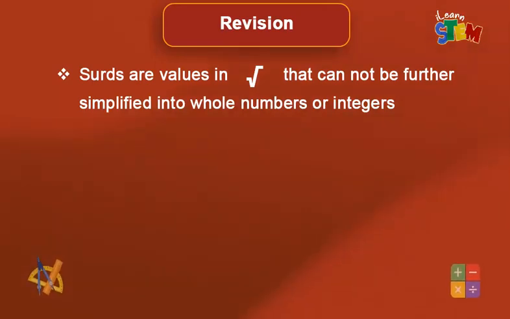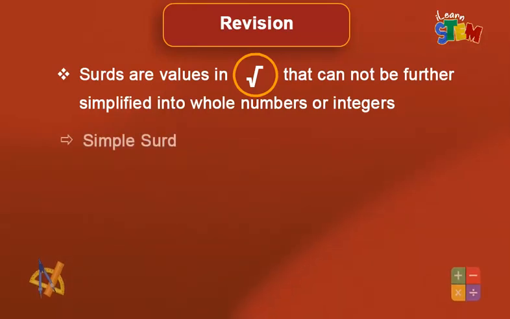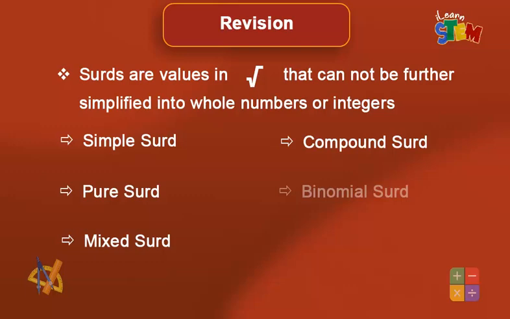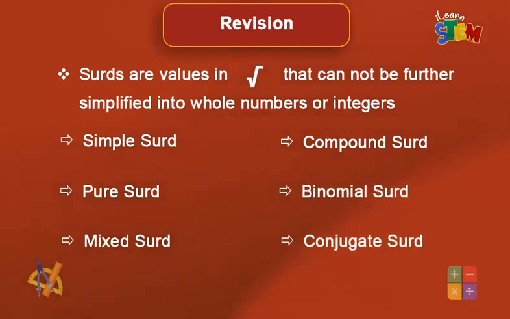We said that surds are the values in a square root that cannot be further simplified into whole numbers or integers. We also learned about the types of surds, and they include the simple surd, the pure surd, the mixed surd, the compound surd, the binomial surd, and the conjugate surd. Next, we will look at simplification of surds.